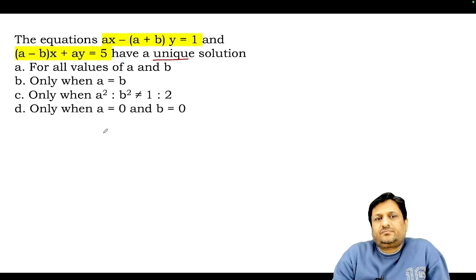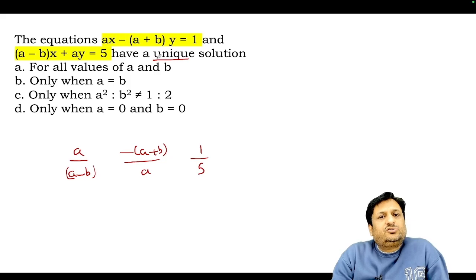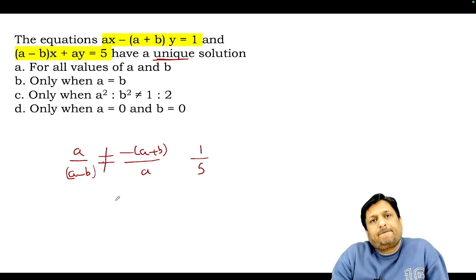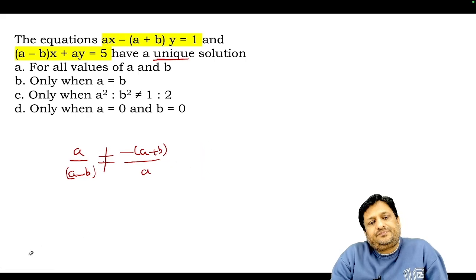So let's see. The ratio of the coefficient of x is A divided by A minus B, isn't it? And the ratio of the coefficient of y is minus A plus B divided by A. And for the constant terms, the ratio is 1 by 5. Now, if the system has a unique solution, the ratio of the coefficient of x must not be equal to the ratio of the coefficient of y. A1 upon A2 must not equal B1 upon B2. So for this question, we don't require the constant terms.